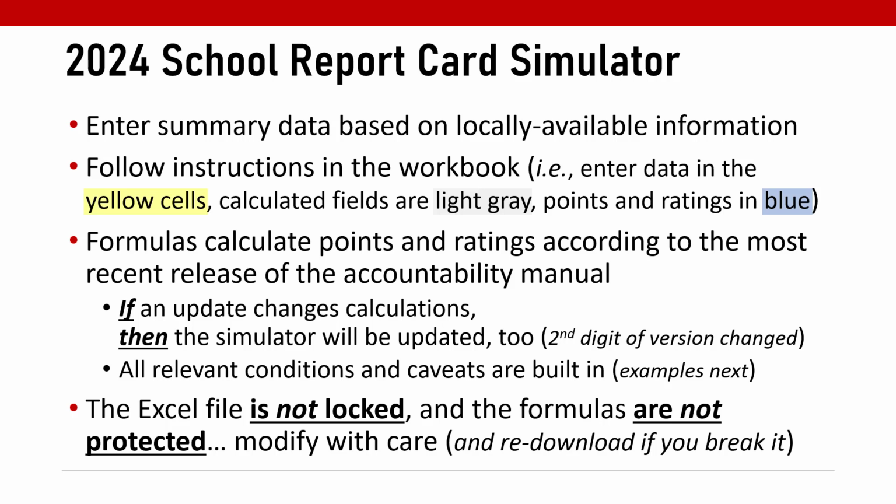Either the first or second digit. If those change, you should download a fresh copy because something about the calculations may have changed. The trailing digit is simply there for cosmetic changes.